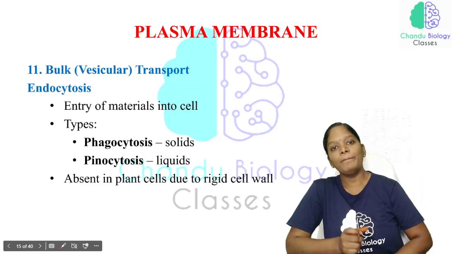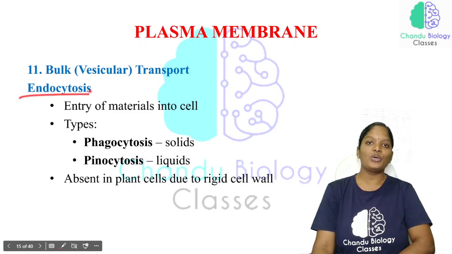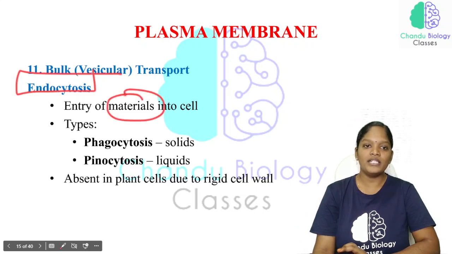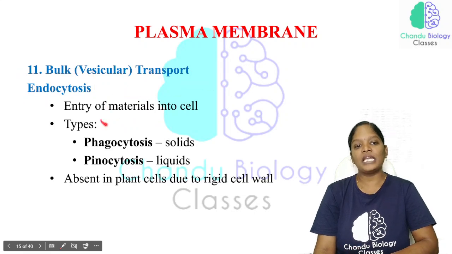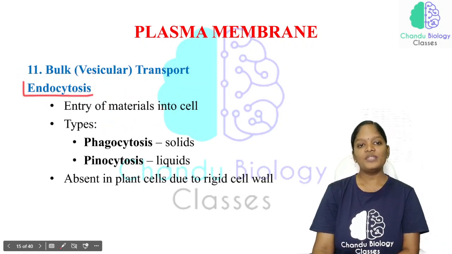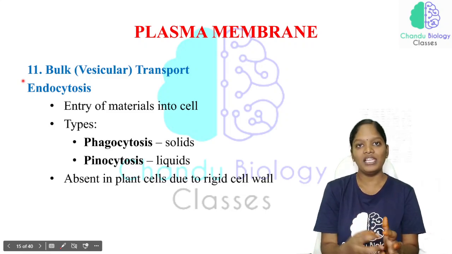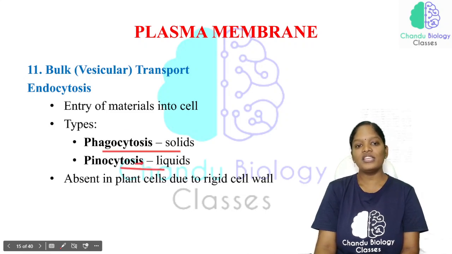Now comes bulk or vesicular transport, that is endocytosis and exocytosis. Endocytosis means some materials have to enter the cell. What are all the types? Endocytosis means the cell is engulfing material in bulk in the form of vesicles. So there are pinocytosis and phagocytosis.